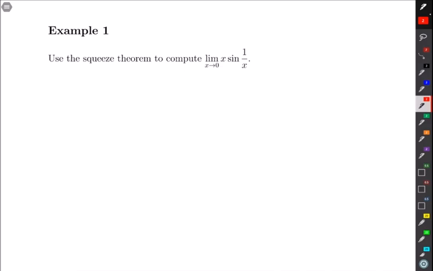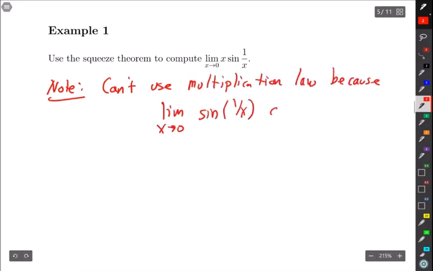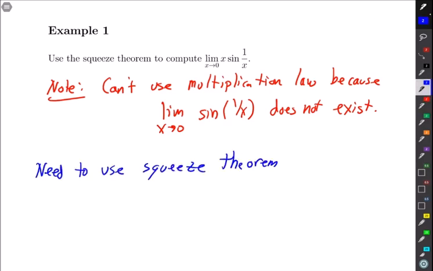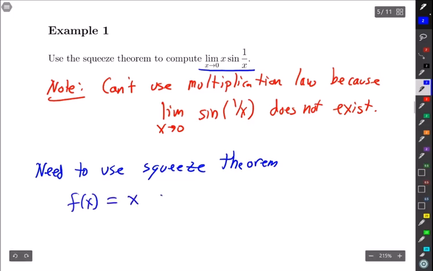So to motivate this, we can't use our multiplication rules because that limit does not exist. And that's one of the examples we talked about earlier in this chapter about not existing by oscillation. That's what this function is right here. So we need to use the squeeze theorem. So what do we have to start with? We know, based on the problem statement here, that my function f of x should be x sine 1 over x, and my point c should be 0.